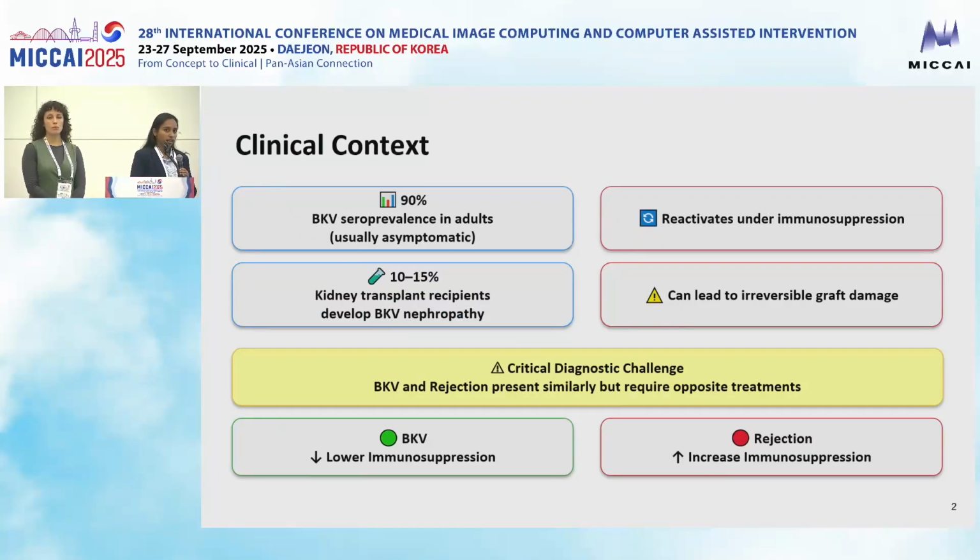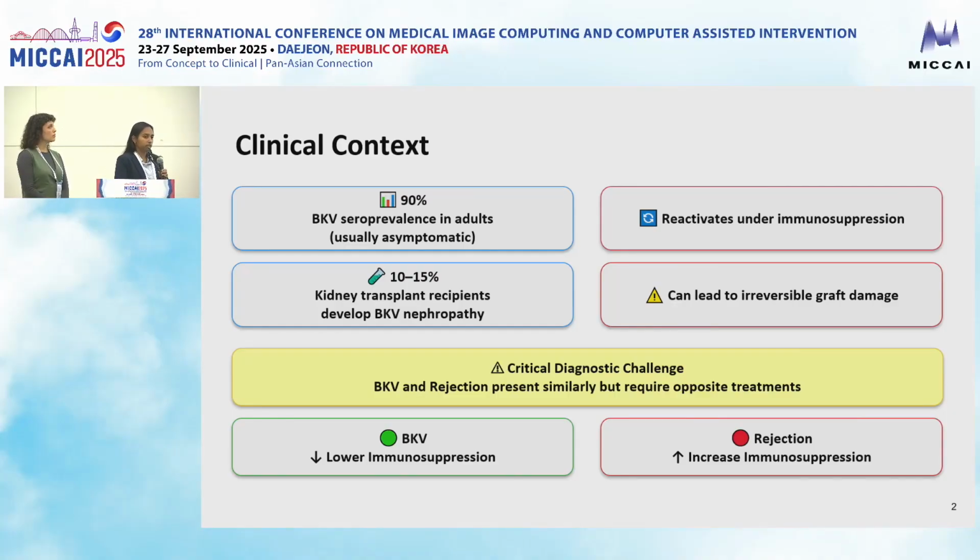So, some clinical context behind BK virus. There is over a 90% prevalence rate of BK virus in the human population. However, it's usually asymptomatic, but reactivates under immunosuppression. This is a huge threat for kidney transplant recipient patients. Over 10% of recipients will get BK virus, and untreated, this can lead to irreversible graft damage.